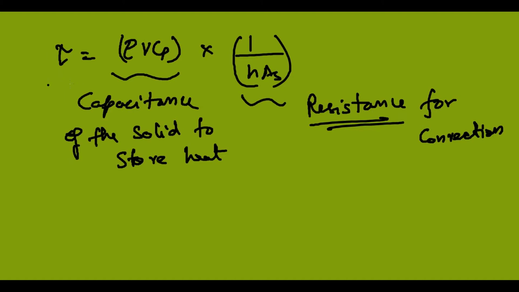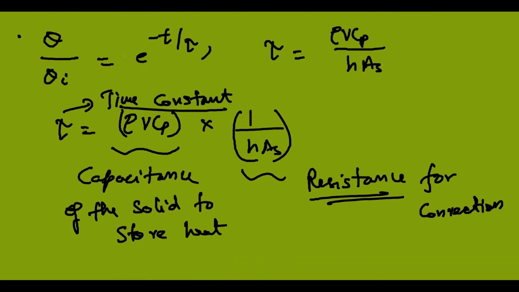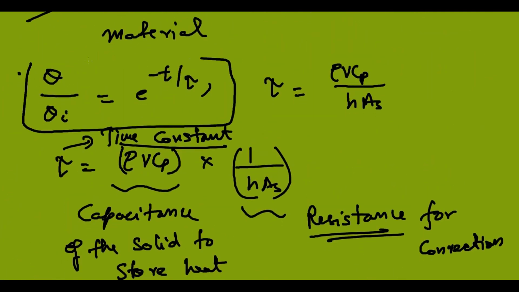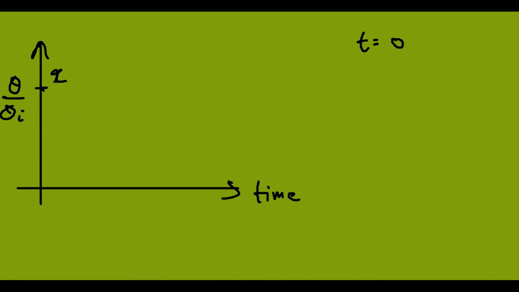So now what is this tau? This tau can be written as a time constant. So now we can draw a plot between this theta by theta I and time. This is the graph that we will use. In the y-axis we will take theta by theta I, and in the x-axis I will take time. Now let this be 1. At time equals 0, obviously theta by theta I will be 1. So the graph will start from 1 and it will be like this.